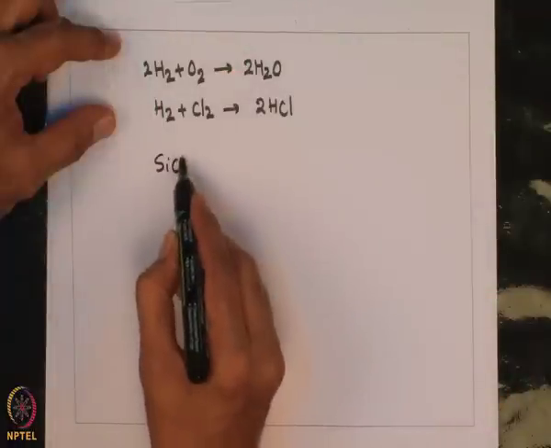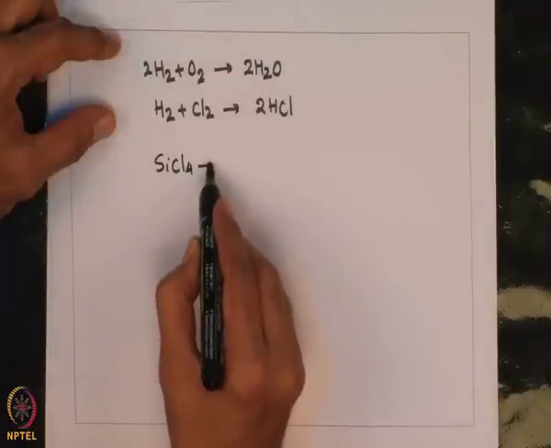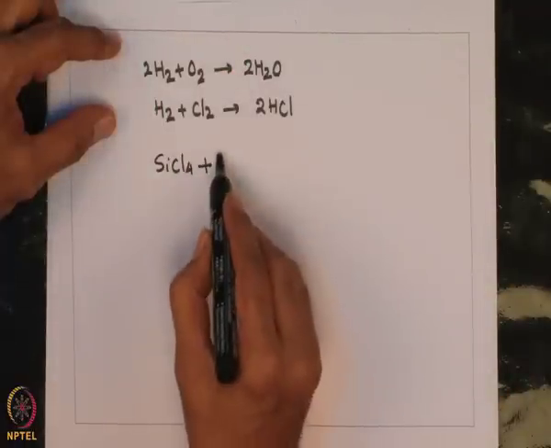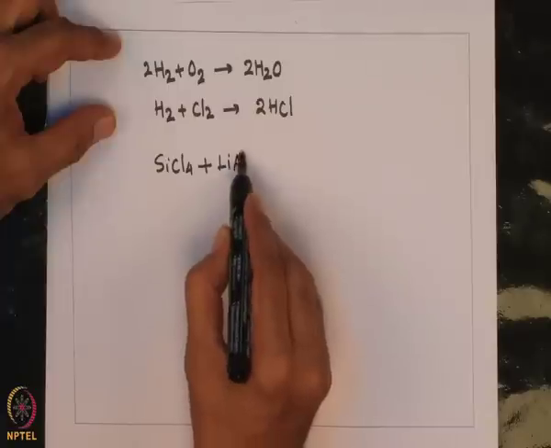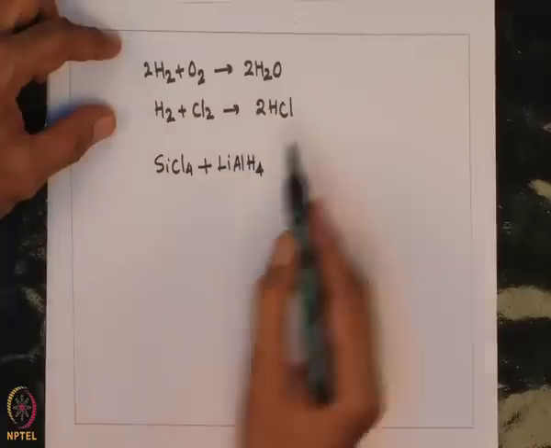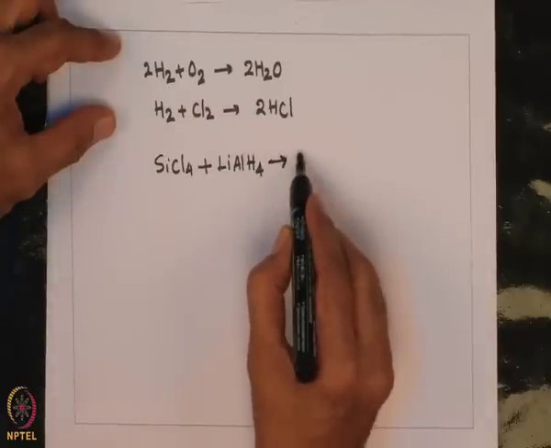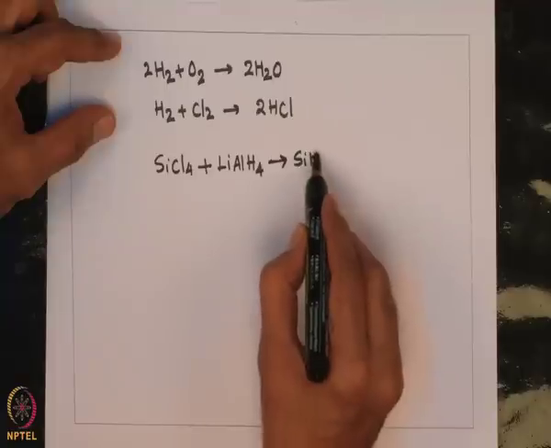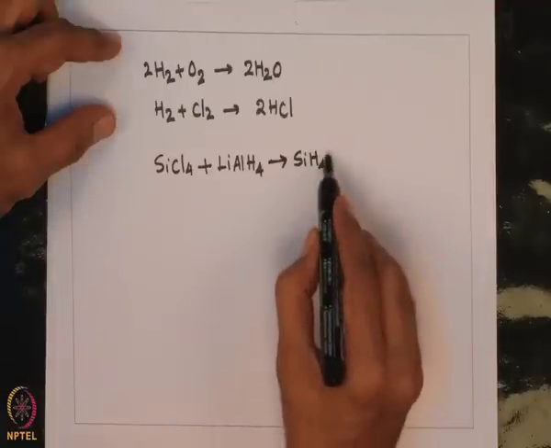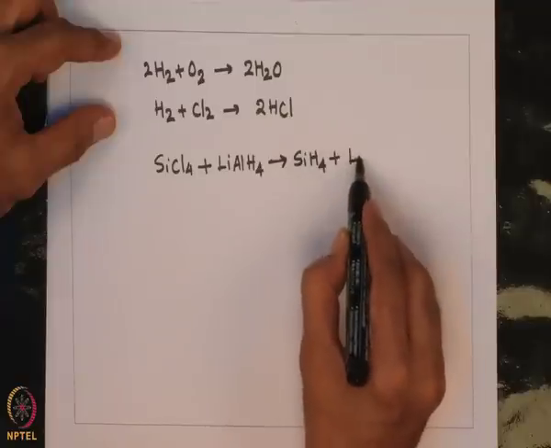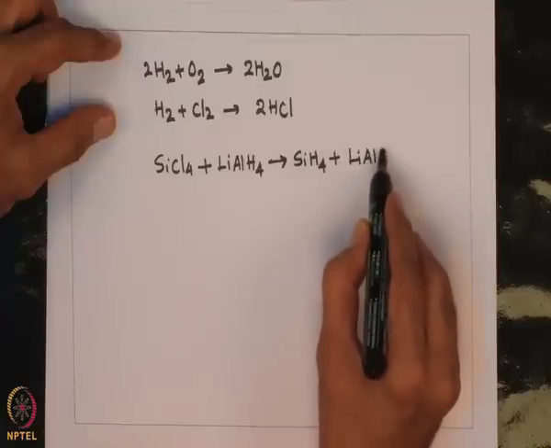Reduction can also be used. For example, reduction of a halide or an oxide with an appropriate reagent. So, let us consider SiCl4. When SiCl4 is treated with lithium aluminum hydride, SiH4, that is also called silane, is formed, and the byproduct is lithium aluminum chloride.